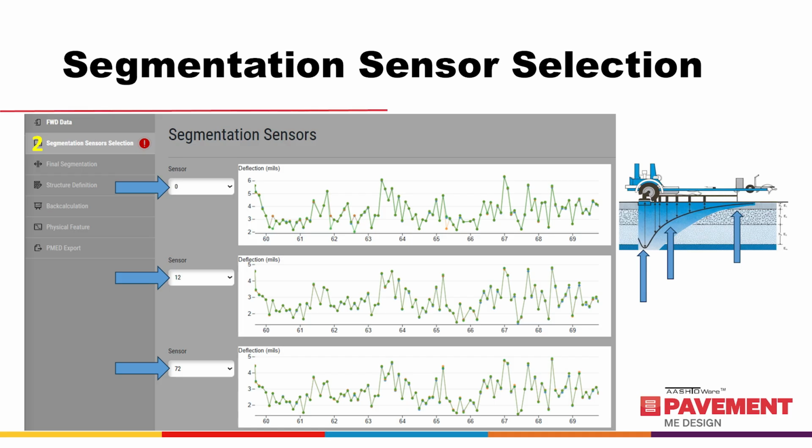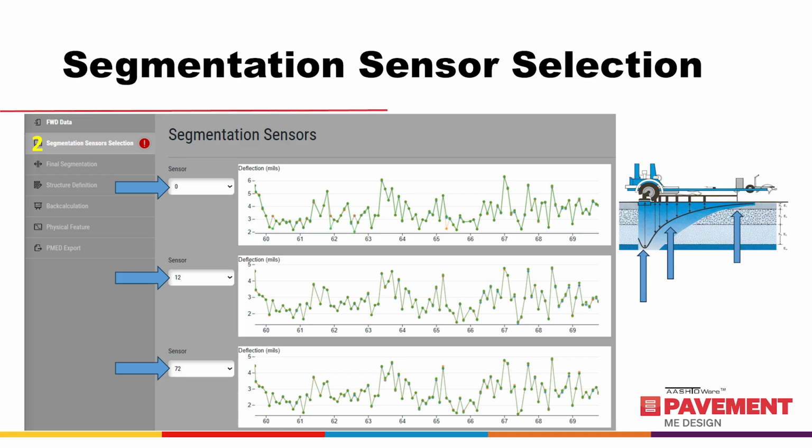In summary, the sensor under the loading plate and the sensor further from the loading plate should be 2 of the 3 sensors used for segmentation in most cases. The third sensor selected should be a distance further from the loading plate than the combined thickness of the bound pavement layers like PCC, asphalt, and stabilized base layers that exhibit high stiffness.